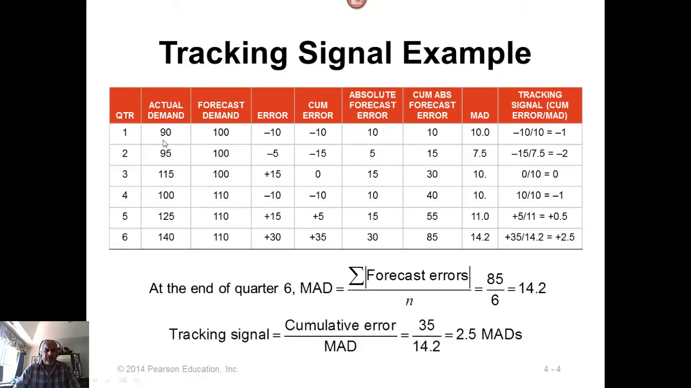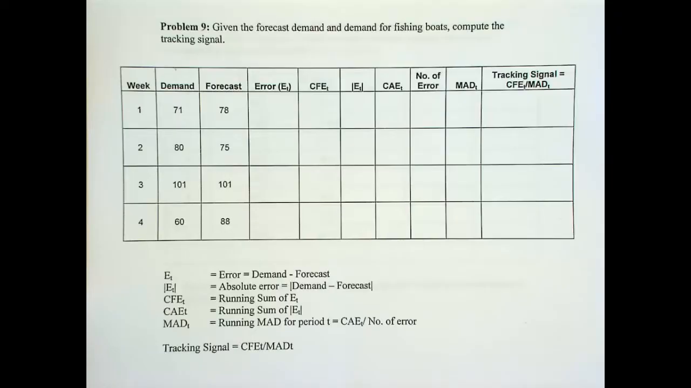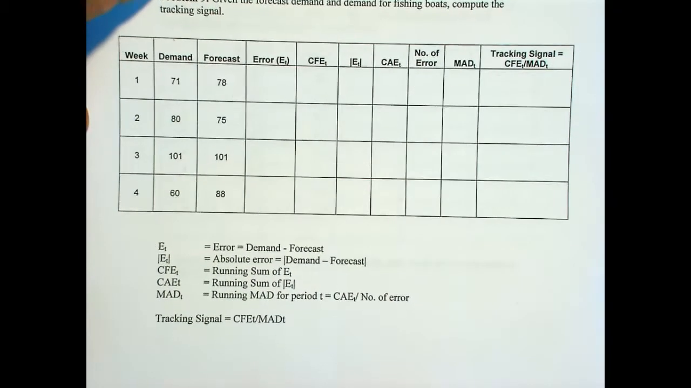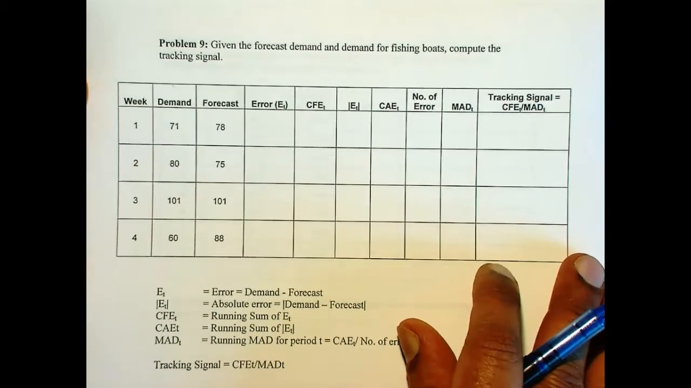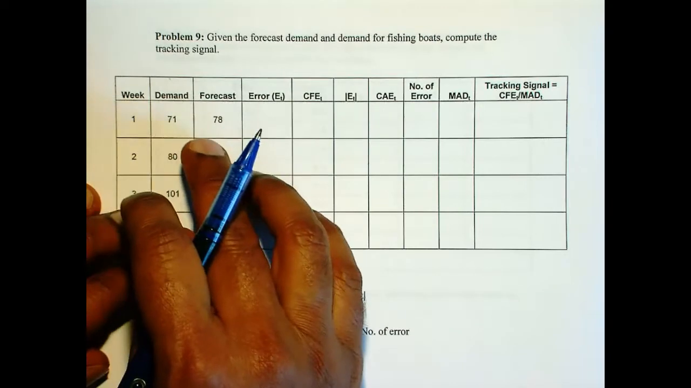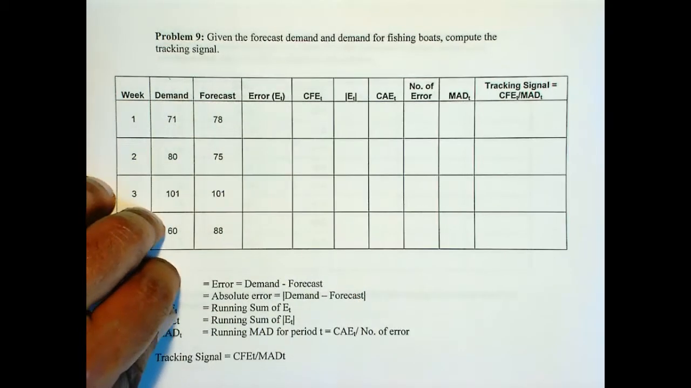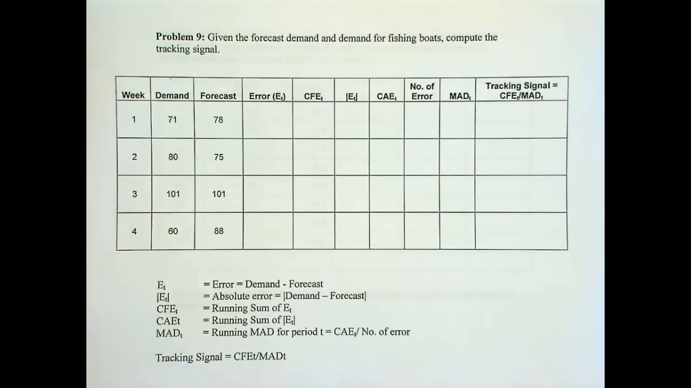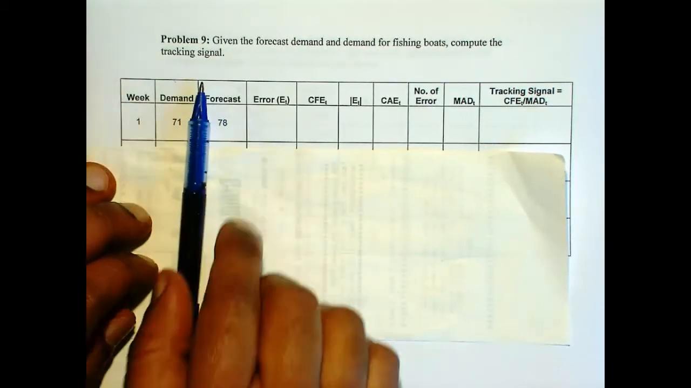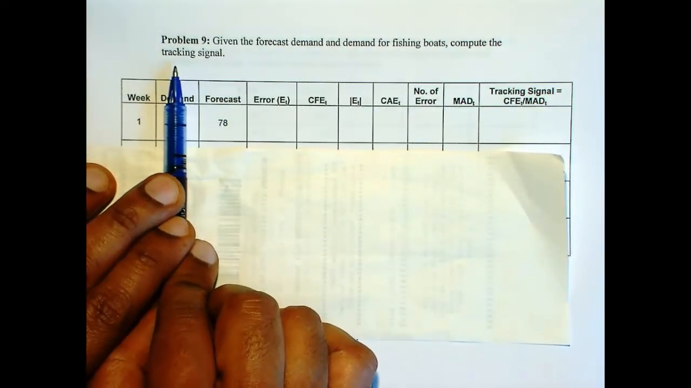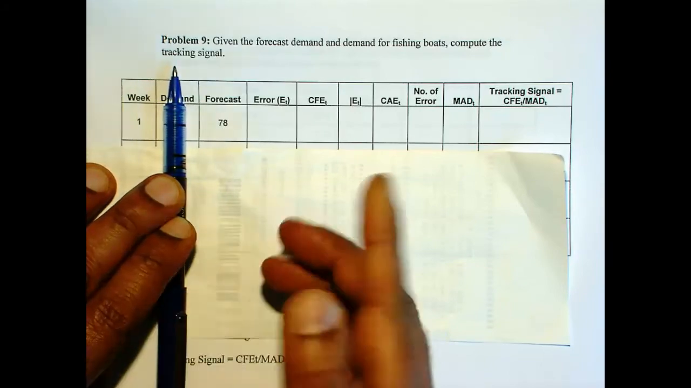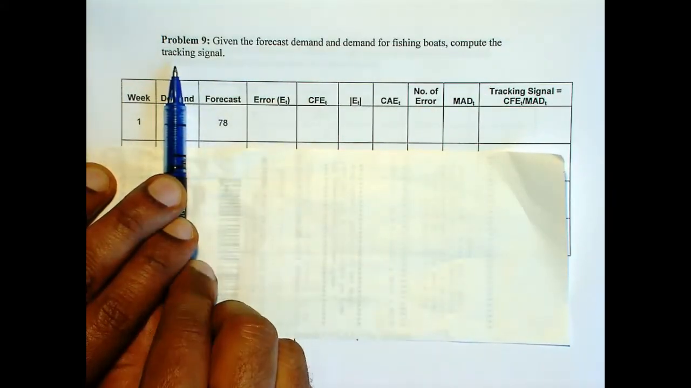And here is an example of actual demand, forecast, and how the tracking signal is computed. Okay, tracking signal. So here we have the demand and the forecast. We have to do this one period at a time. At the beginning, you will have only the forecast for the very first week. Let's assume using some method we have come up with a forecast of 78.